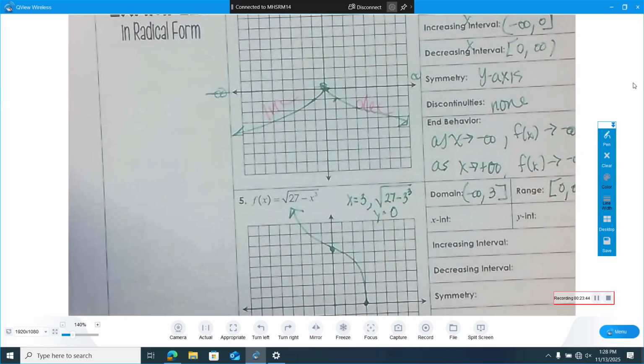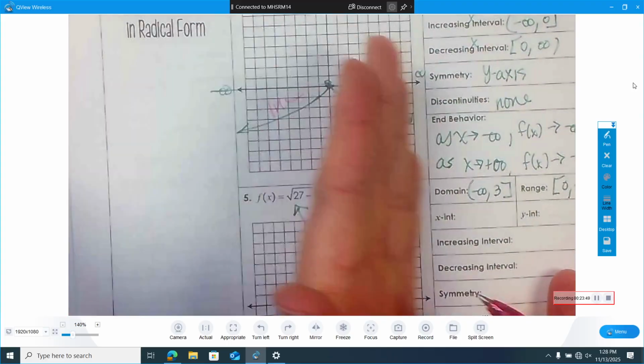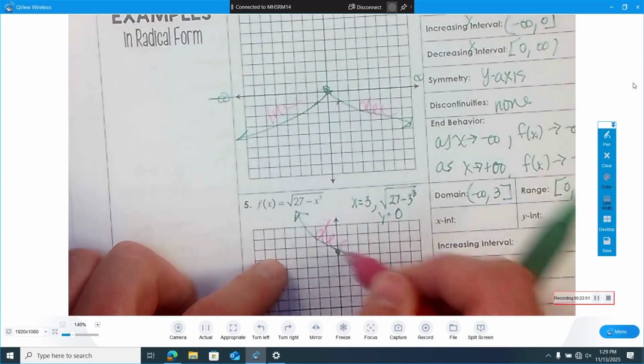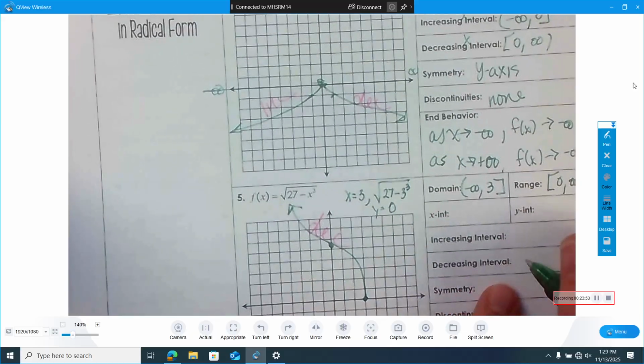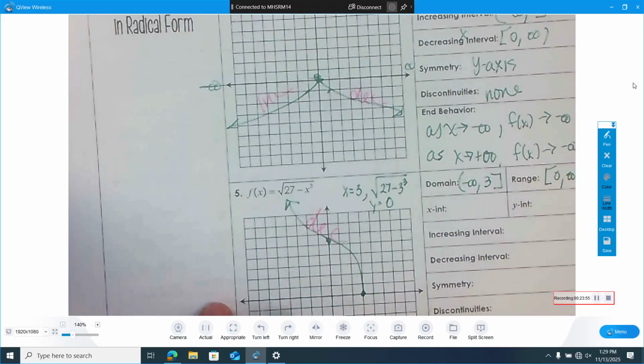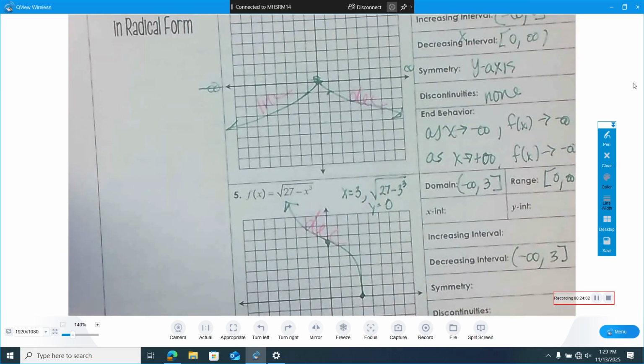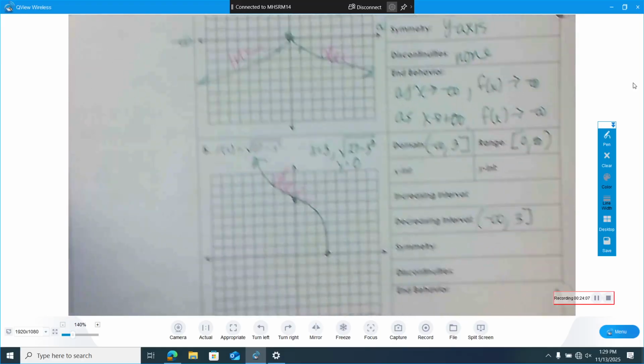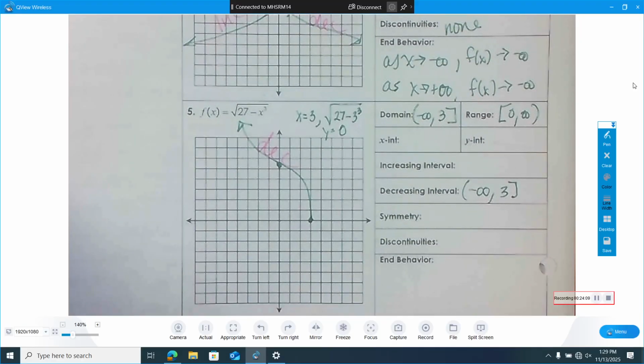Good. Is this an increasing or decreasing function? Decreasing. Got it. Start from the left, going downhill, decreasing. So the decreasing interval on the x-axis is from negative infinity all the way to 3. All right. No symmetry. Oh, and again, end behavior. This is another tricky one here. We'll do end behavior as well. A hole, a jump, or an infinite discontinuity.